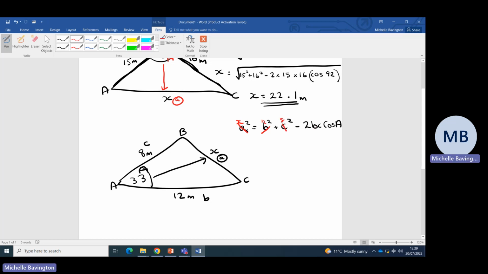C is 8. B is 12. And cos A is 33. So we've got x squared equals 12 squared plus 8 squared minus 2 times 12 times 8 cos. I'm going off the page. Let me rewrite that so it's all on one line.